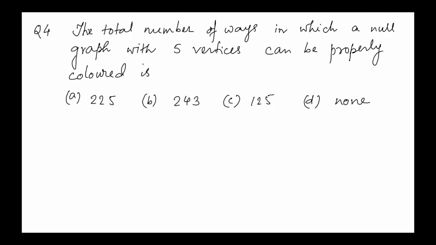Next question, the total number of ways in which a null graph with 5 vertices can be properly colored is option A 2 to the power 5, option B 243, option C 1 to the power 5, option D none. Let us draw a null graph with 5 vertices, say V1, V2, V3, V4, V5. If we have K colors, then V1 can be colored in K ways, V2 in K ways, V3 in K ways, V4 in K ways, and V5 in K ways. Therefore, this null graph can be colored in K to the power 5 ways.